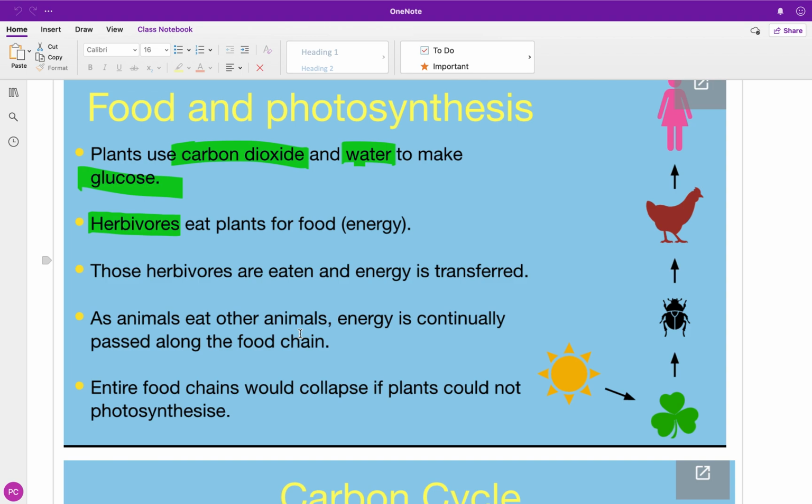I'm not going into this in too much detail because our last 2 weeks of the term is based on ecology, and we're going to be doing a lot about herbivores, carnivores, producers, consumers, all that kind of stuff as we look at a habitat study and so on. Herbivores eat plants for energy. Then herbivores are eaten and the energy is transferred. So have a look here.